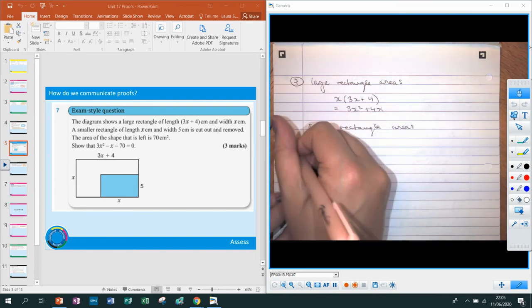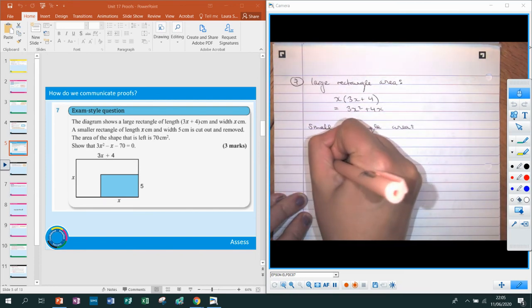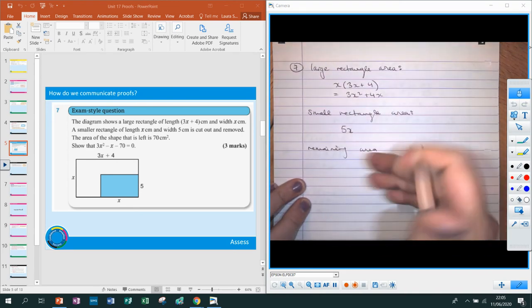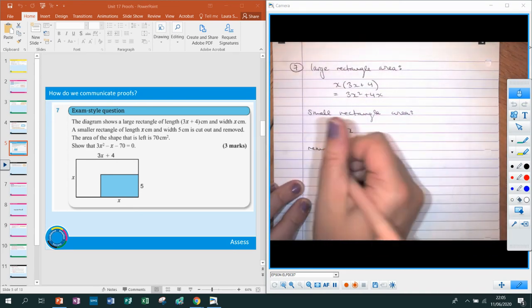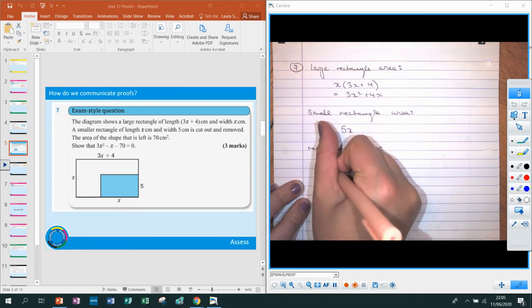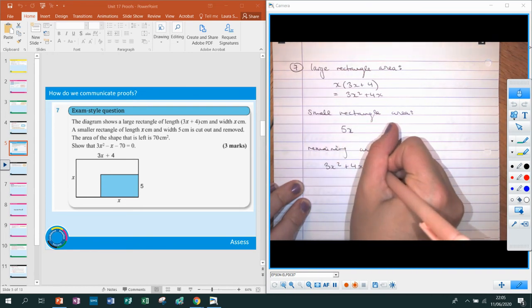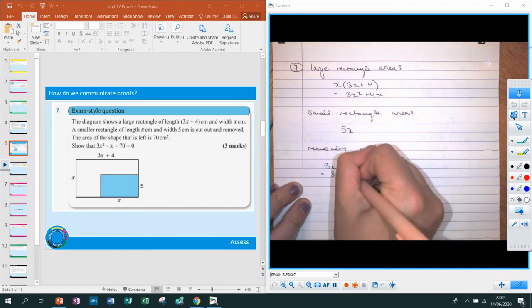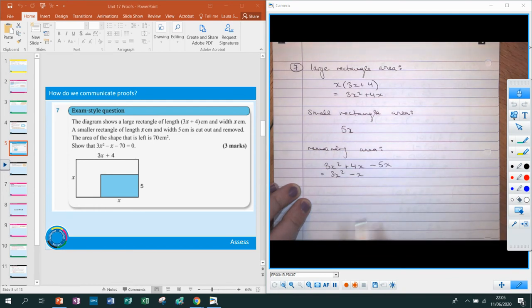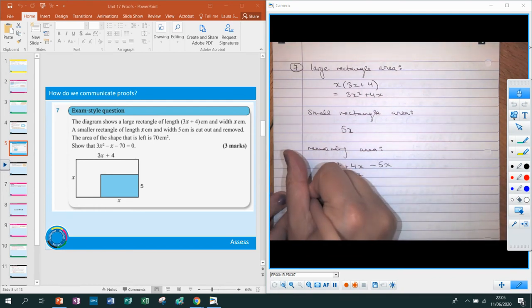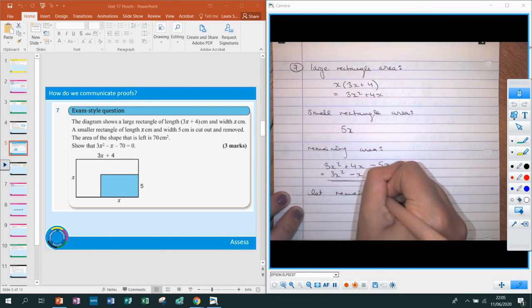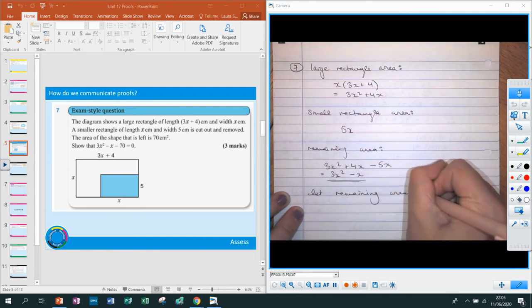That's done. And then you would have to do the remaining area. It's not very hard to write this out and be very, very clear with what you're doing. And that's going to be 3x squared plus 4x minus the 5x, which is equal to 3x squared minus x. So that is the remaining area. But we know that we need to let the remaining area equal 70, because that's what they told us it was.